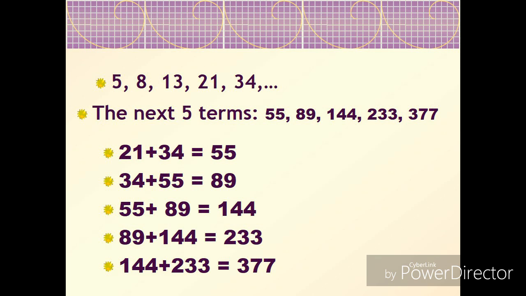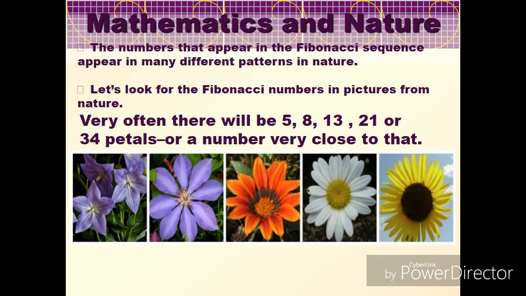So this is the solution again. We have 21 plus 34 is 55. And then 34 plus 55 is 89. Then 55 plus 89 is 144. The next, 89 plus 144 is 233, then 144 plus 233 equals 377. Okay, that is how to find the next term of the Fibonacci sequence.